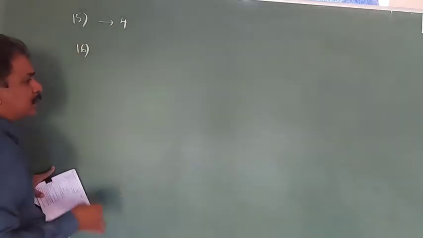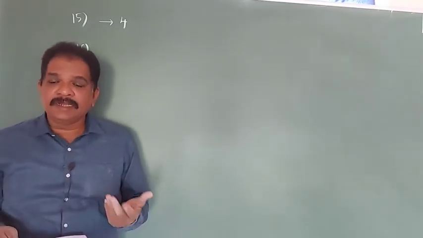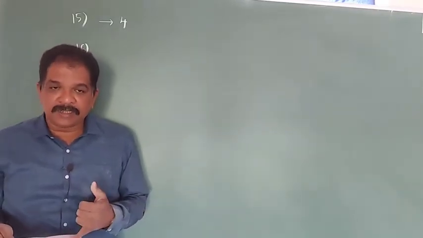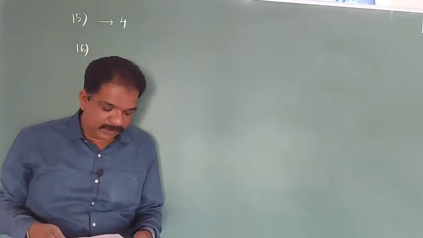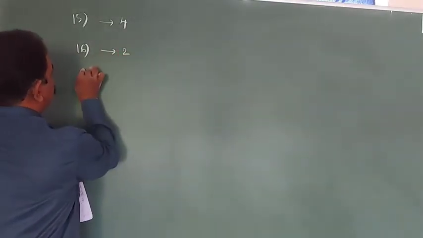Next, question number 16, you see what they are asking. The dielectric constant for a metal will be infinite. Theoretical questions. For 16, it will be option 2.